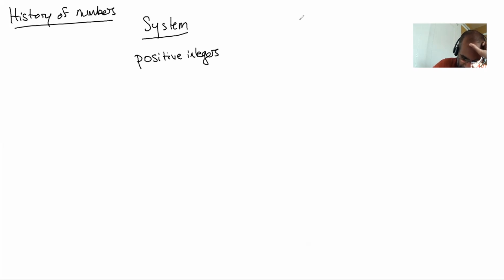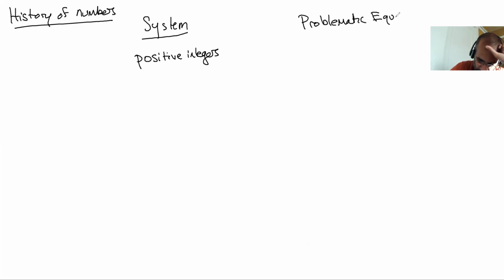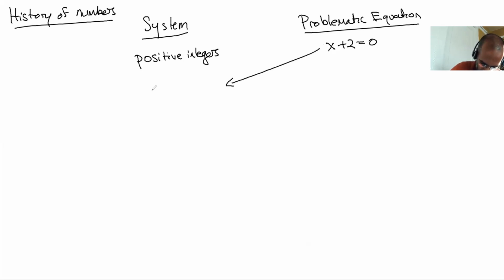But then there is a problematic equation in this number system. Namely, you could ask the following question: is there a number so that x plus 2 equals 0? You can ask that question if all you know about is positive integers, right? Is there a number so when I add 2, I get 0? Or let's say non-negative integers. So this forced people to expand the number system to create the integers.